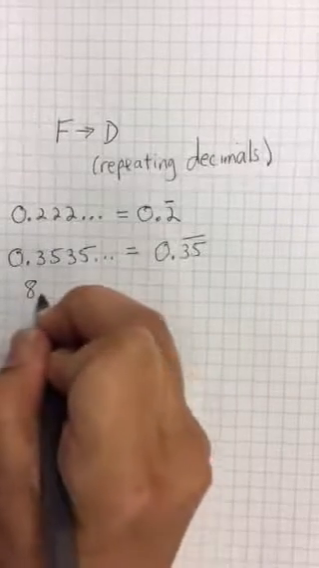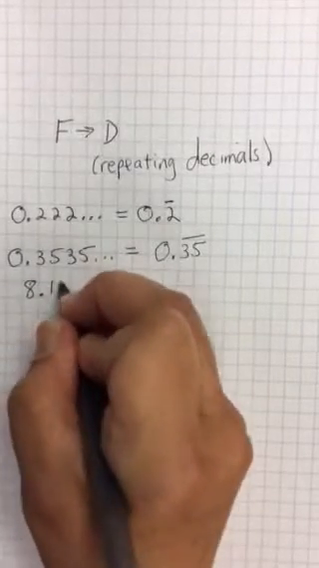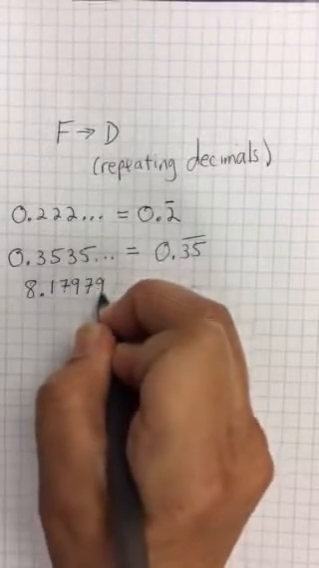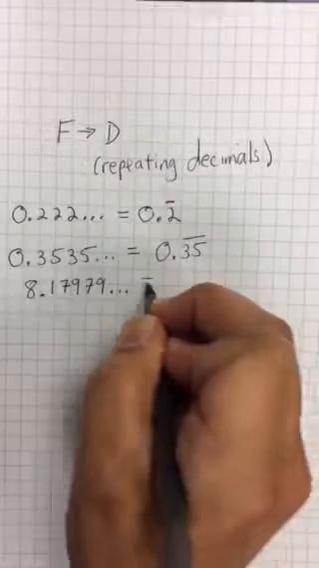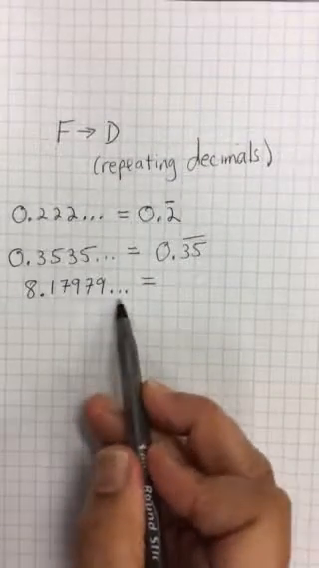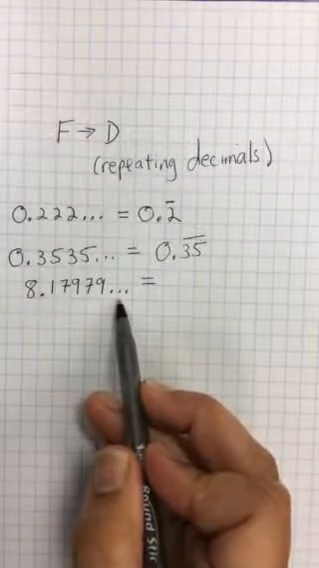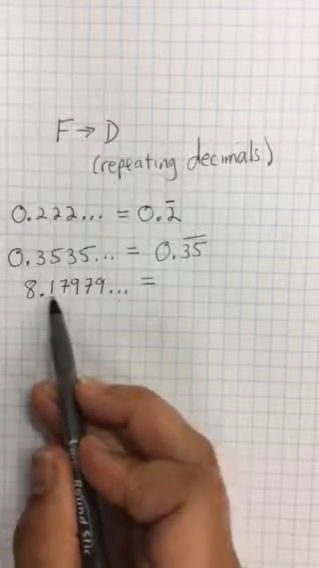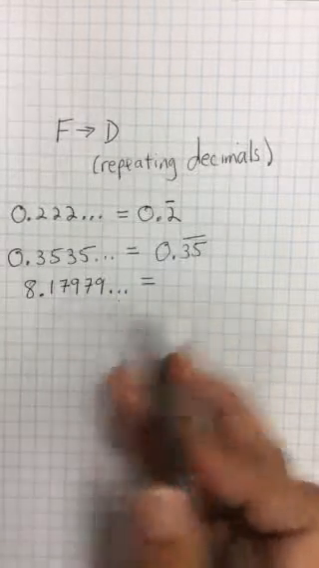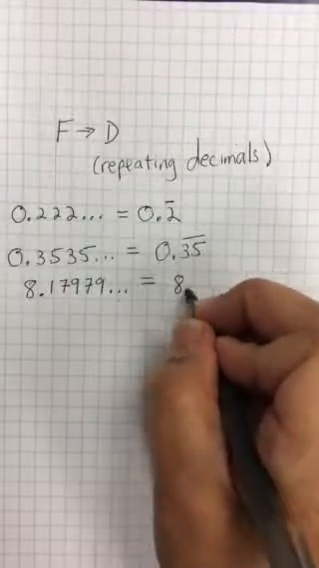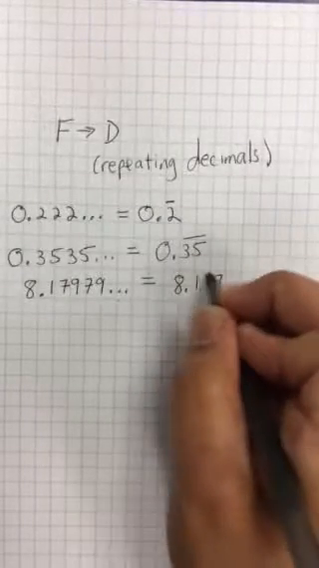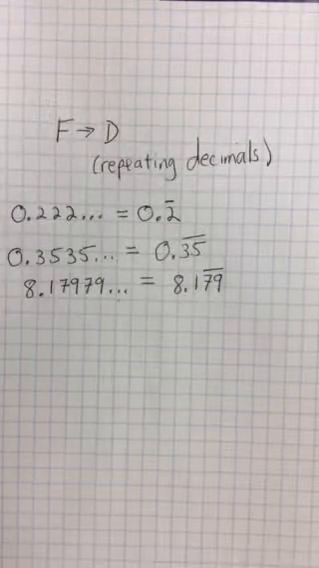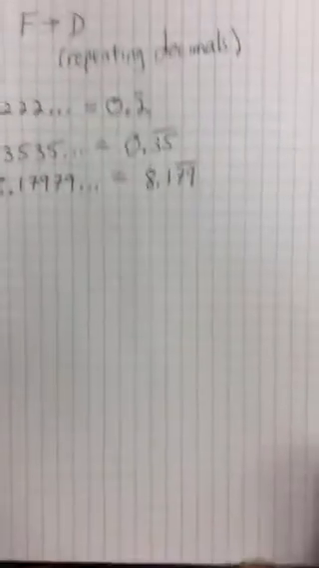Okay, so we can have something like this: 8 and 1, 7, 9, 7, 9, and so forth. So this could be an expanded expression of a repeating decimal. Okay, it goes on infinitely. But here you can see that the 1 didn't repeat, but the 7 and the 9 repeated. So we would write this in a repeating decimal form with the repeating bar just over the 7 and the 9. Okay, let's get started.